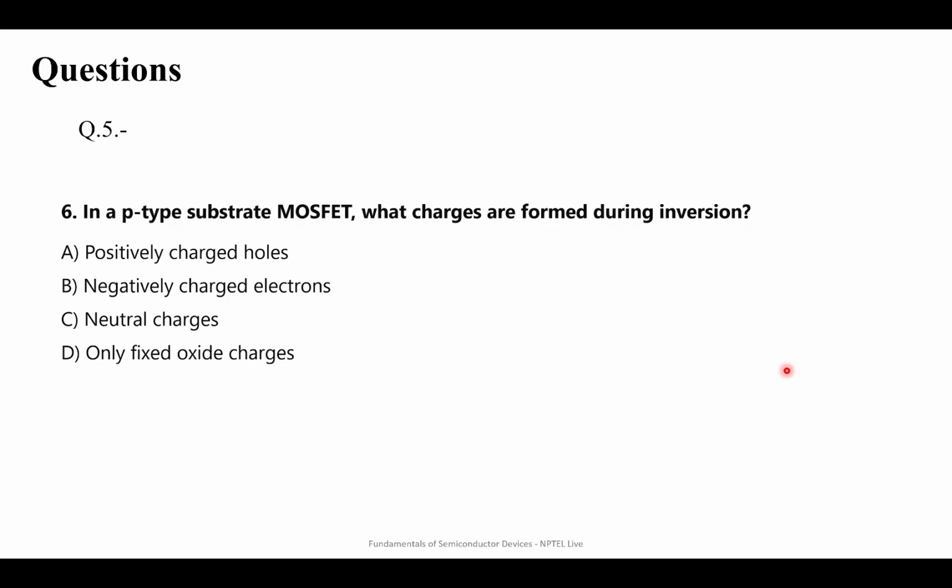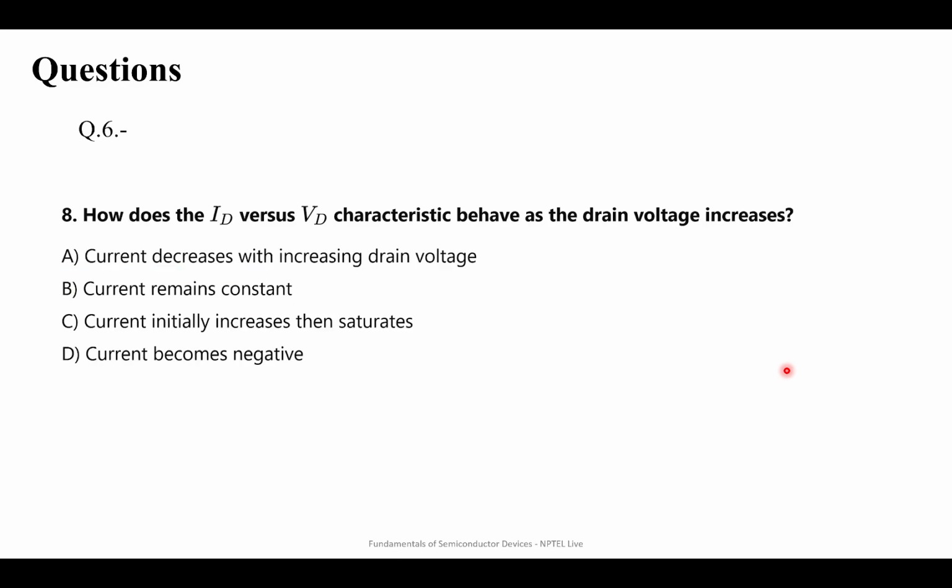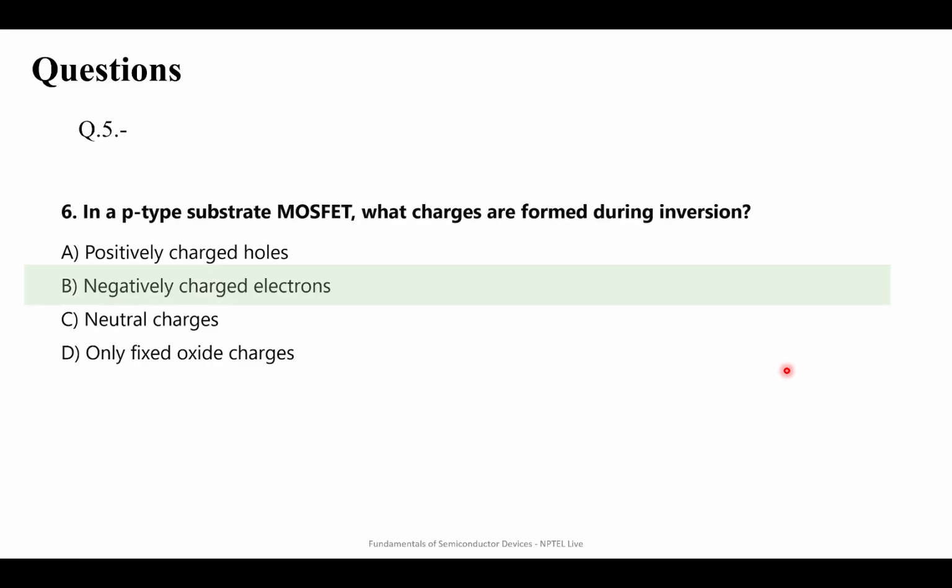So, in a p-type substrate MOSFET, what charges are formed during inversion? Positively charged holes, negatively charged electrons, neutral charges, only fixed oxide charges. A negatively charged electron. That is true. Okay, so now I will show you how exactly a MOSFET works.